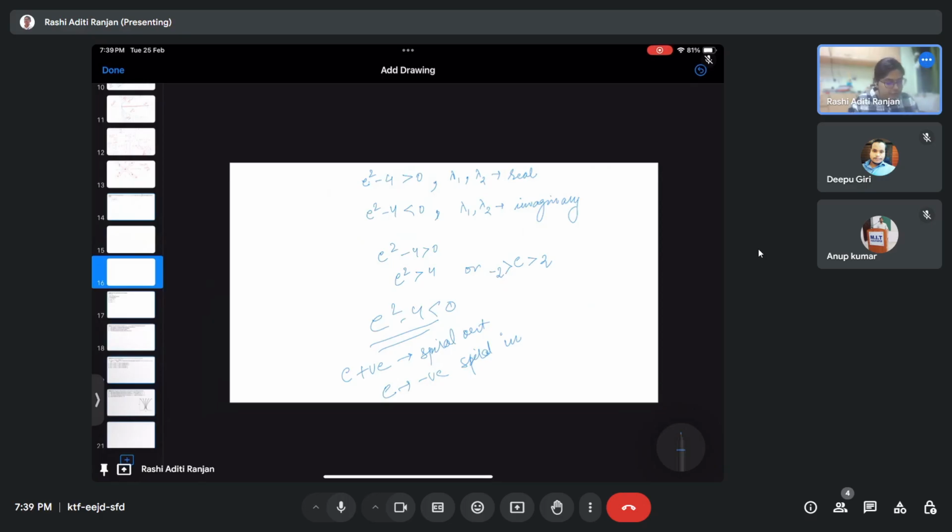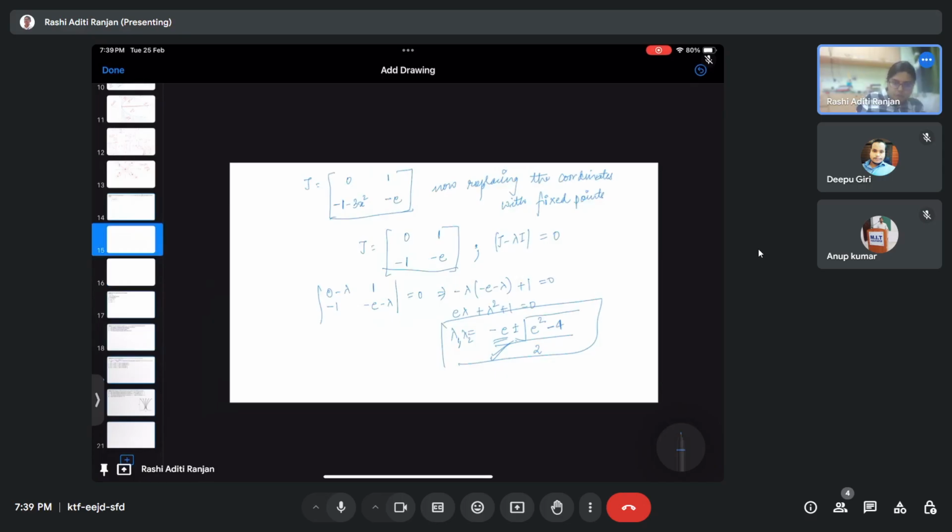And this is for the case when E square minus 4 is less than 0. And when my E square is greater than 4, what is going to happen? The values are going to be nothing but real. And whatever the value is, we have e plus minus under root of e square minus 4. So we have square of e minus something and then under root of it. So it is definitely going to be always less than the value of e.